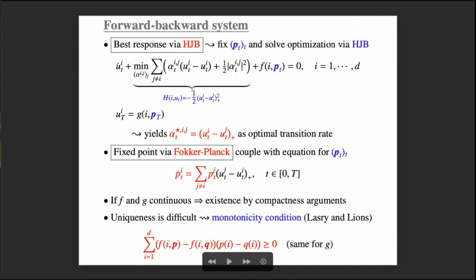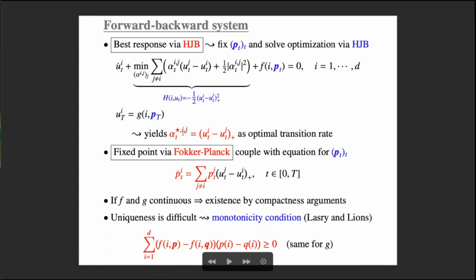And now this is coupled with the forward equation, which is the same Fokker-Planck equation as before. You have here the shape of the Fokker-Planck equation. And in fact, this is what you have in black here. This is the optimal strategy or the optimal transition rate. So this is exactly the same as what you have here. And this is obtained by exactly the same computation as the one you use for obtaining the Hamiltonian. So this is the forward-backward system.